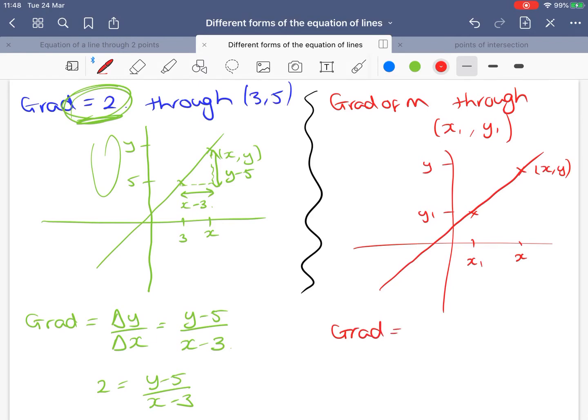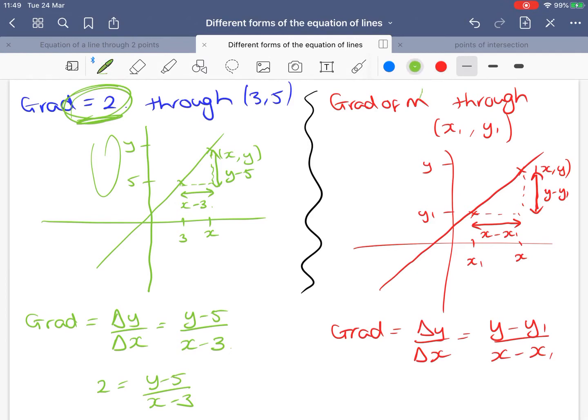The gradient of the line is change in y over change in x. So put my triangle in. How am I going to do the change in y? What's that distance that the line goes up? Well, that's going to be y − y1. What's my change in x going to be? The distance that it goes across is going to be x − x1. So my gradient is (y − y1) over (x − x1).